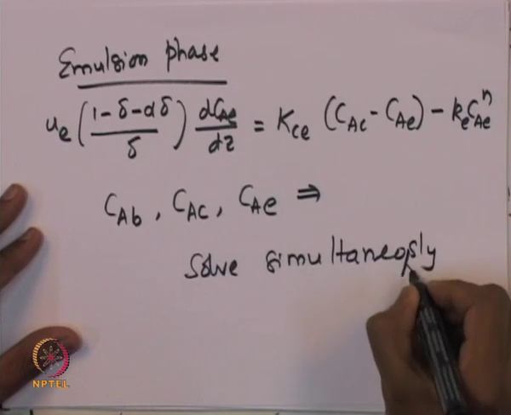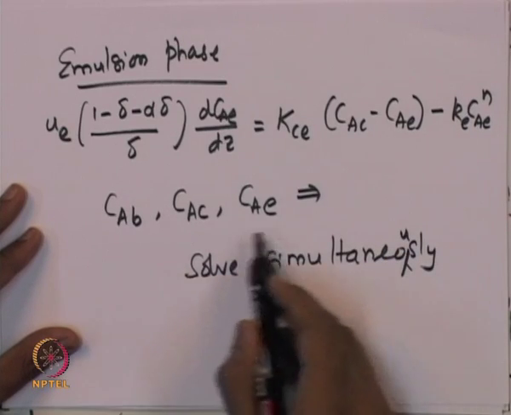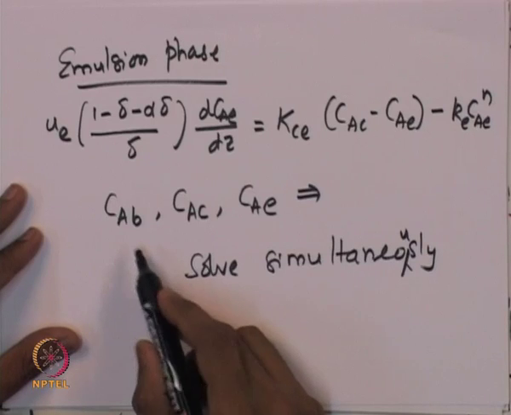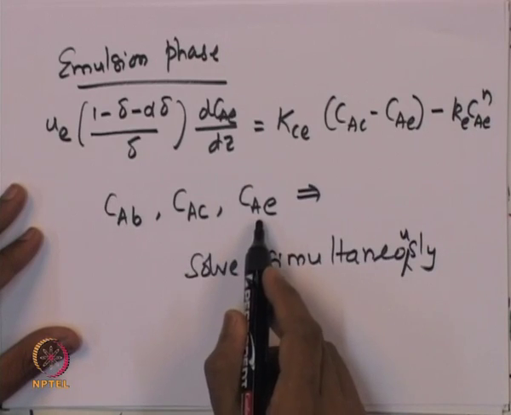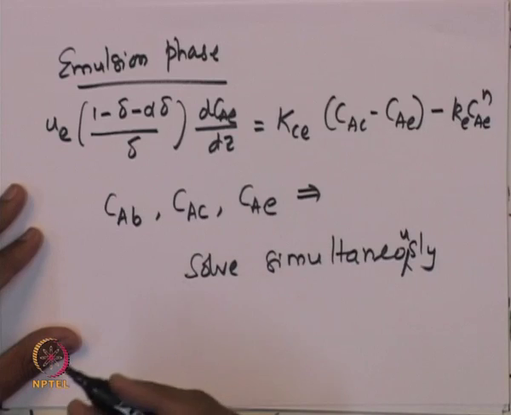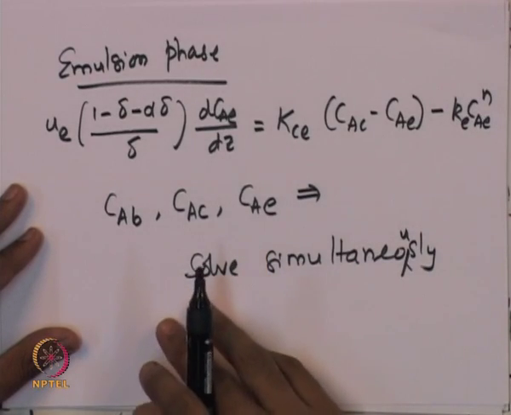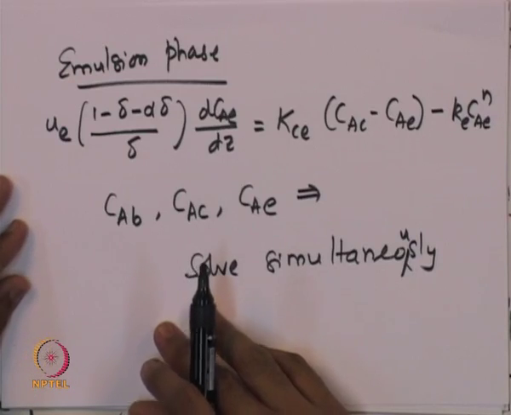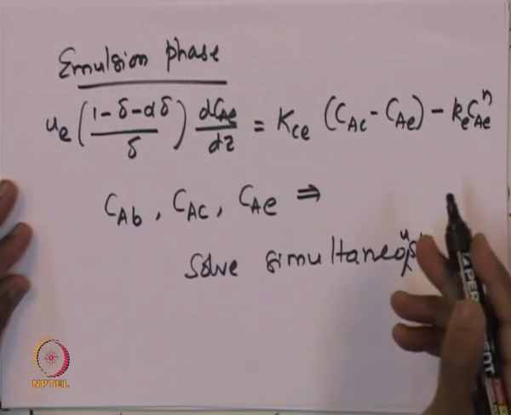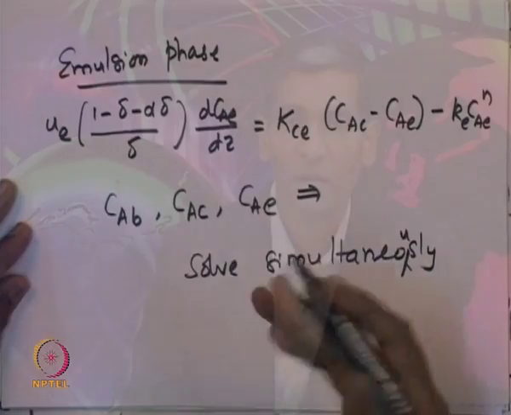Once we solve them simultaneously, we can find the expressions for CAB, CAC and CAE, and how the profile changes with respect to the position inside the fluidized bed reactor. As this is a nonlinear equation, it cannot be solved analytically and one has to resort to numerical techniques to solve this set of equations.